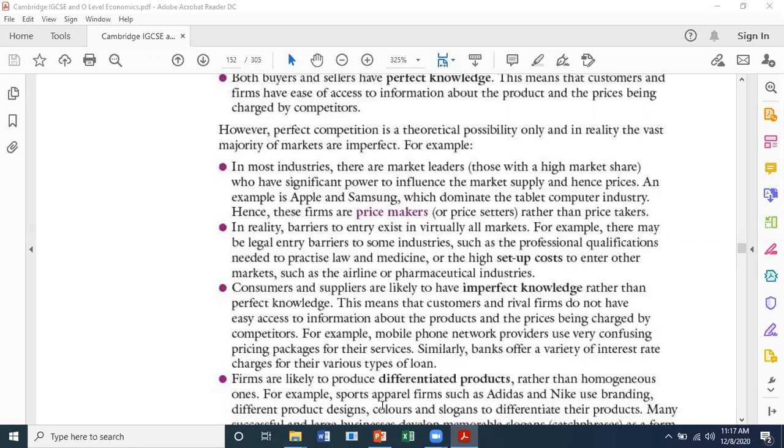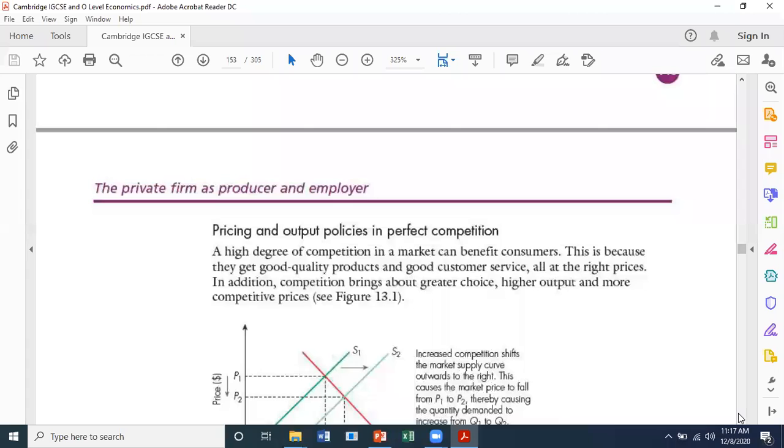Firms are likely to produce differentiated products rather than homogeneous ones. For example, sports apparel firms such as Adidas and Nike use branding.